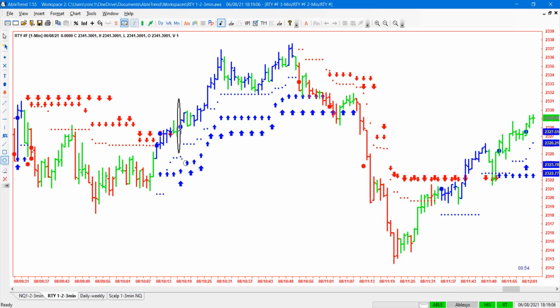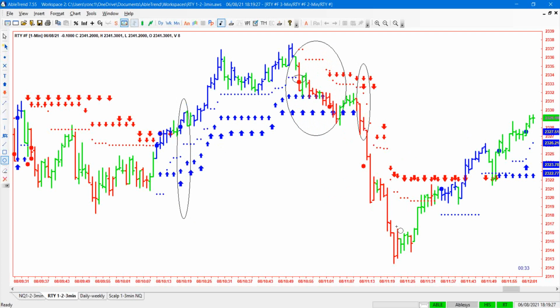Okay. On the Russell, you got a beautiful, clear, and obvious Able Trend triple confirmation trade right there. First trade of the day. It's great. Out here. Obvious no trade zone. Another triple confirmation sell signal right there. 1 minute, 2 minute, 3 minute, all in agreement.